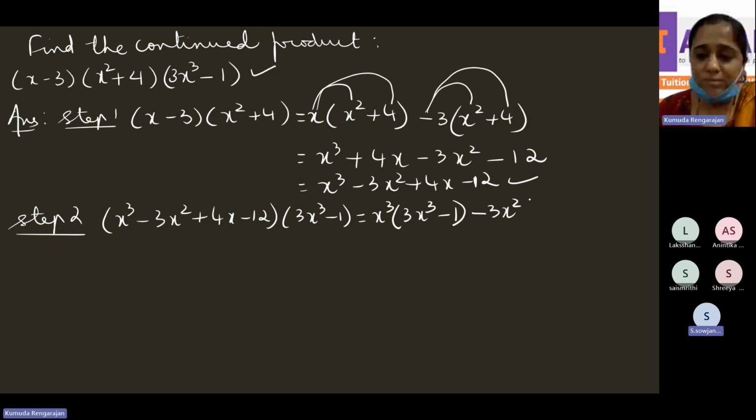Open bracket, and then 3x cubed minus 1. Very good, Saujanya. You got it. Very good.